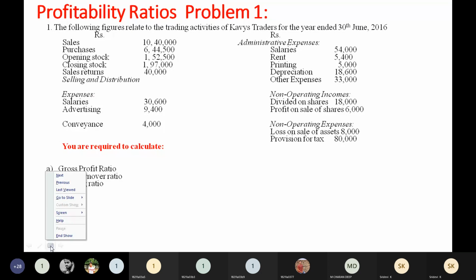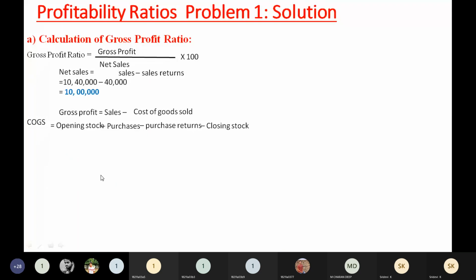So how are we going to get the cost of goods sold now? Use the formula. So opening stock 1,52,500 and purchases was given 6,44,500. You add this to the opening stock and deduct purchase returns, which are not there, 0. So no need of writing 0 here, minus 0. Okay. So minus closing stock, given 1,97,000. Carefully take the values. So how much are you going to get, the end result will be how much?